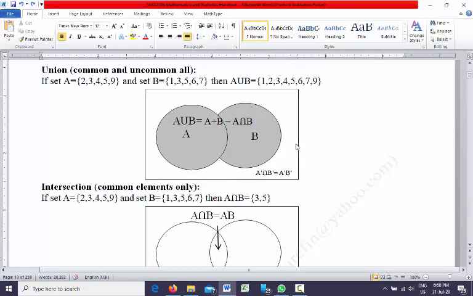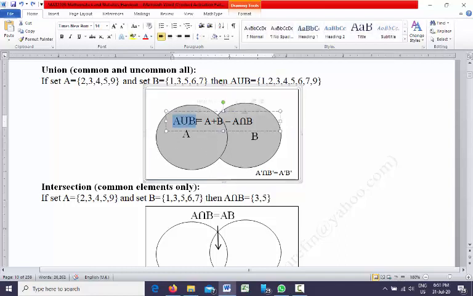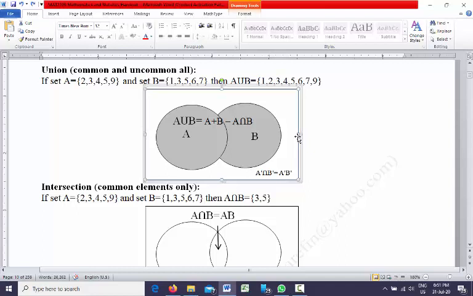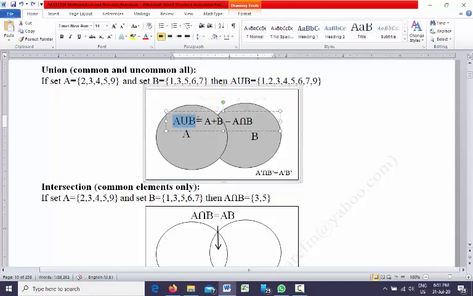So the universal set, the full area occupied by the rectangle, is the shaded area plus the white portion. The shaded area is A union B, and the white portion is A prime intersection B prime. I am saying again, the total area occupied by the rectangle is the universal set, and it is A union B plus the white portion, A prime intersection B prime, or in short A prime B prime.